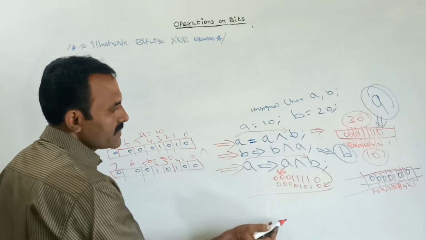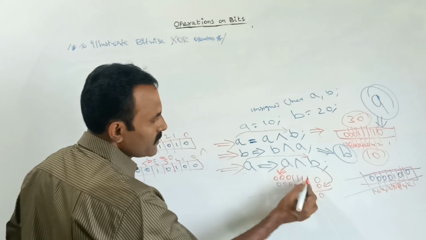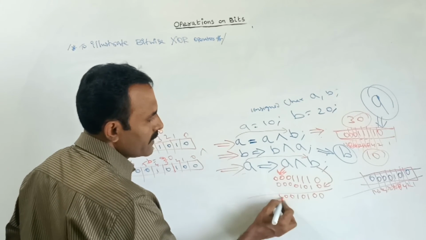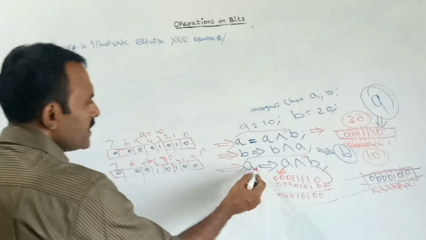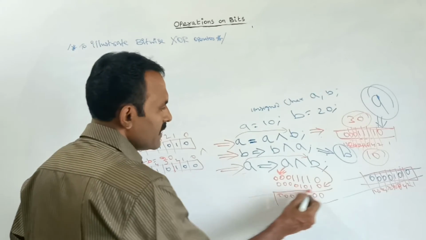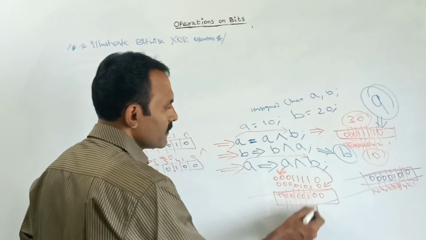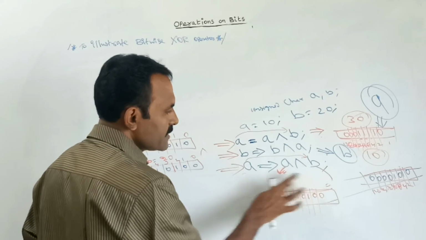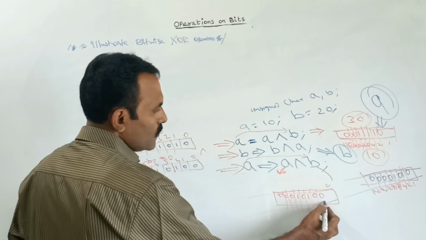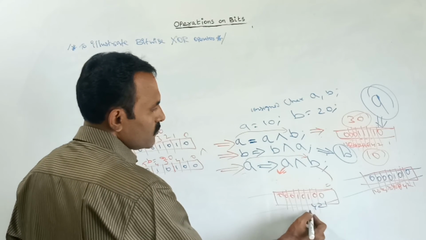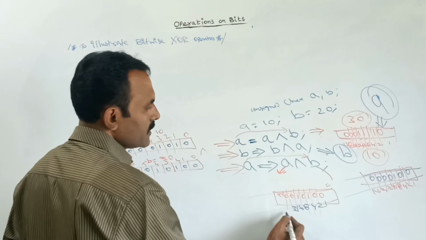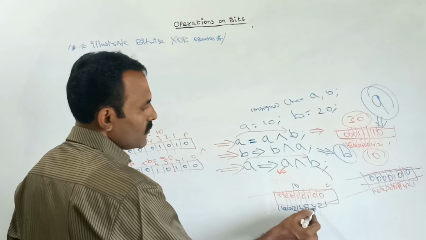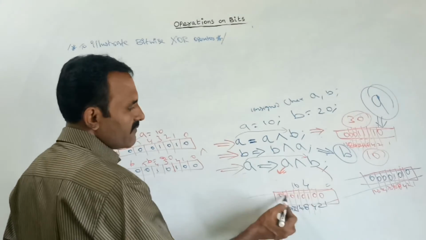Now you XOR this one. Here what is the value? 0, 0, 0, 1 and 1 also 0. Here 1 and 0 gives 1, 0, 1. Remaining every bit value is 0. Now currently this is the binary value of A. If you convert this binary into decimal, 1, 2, 4, 8, 16, 32, 64, 128: 1 into 16, and 1 into 4. The remaining every value is 0.